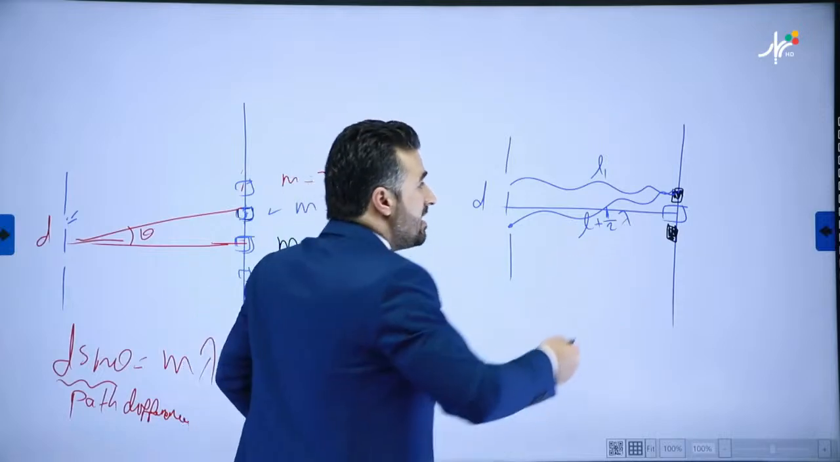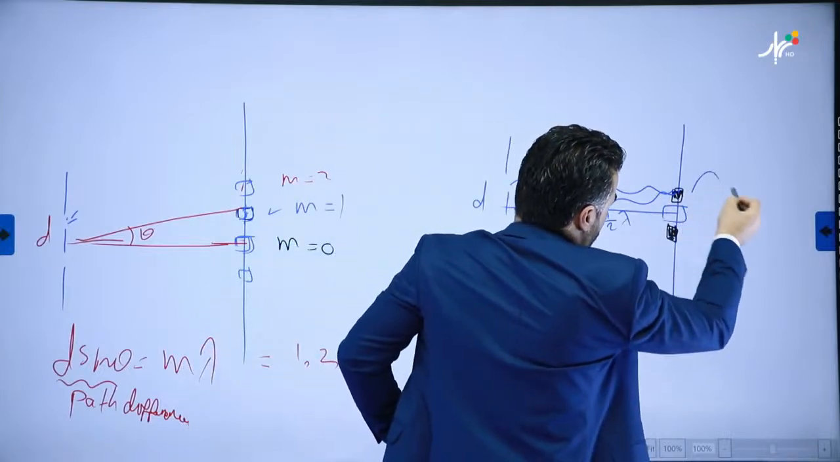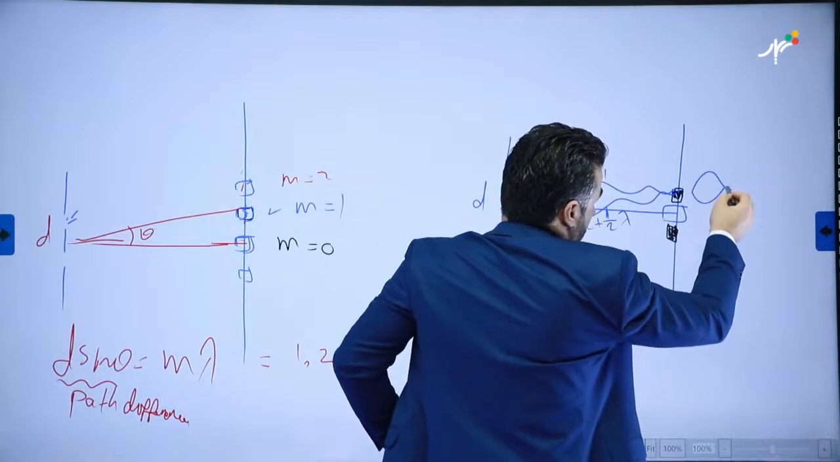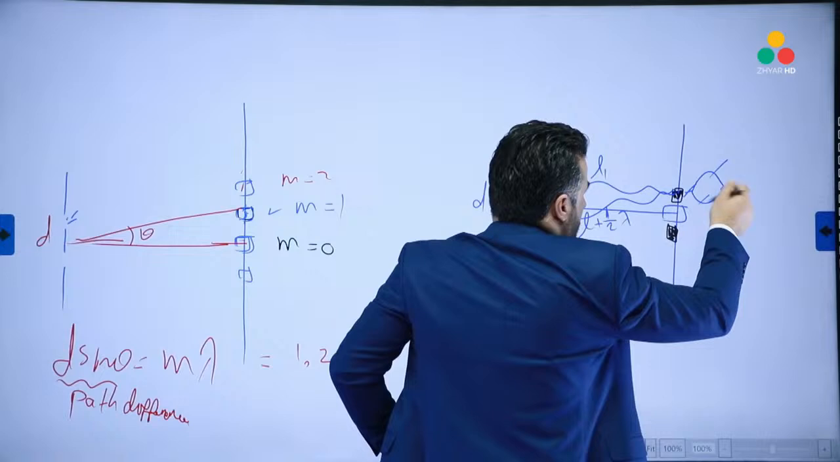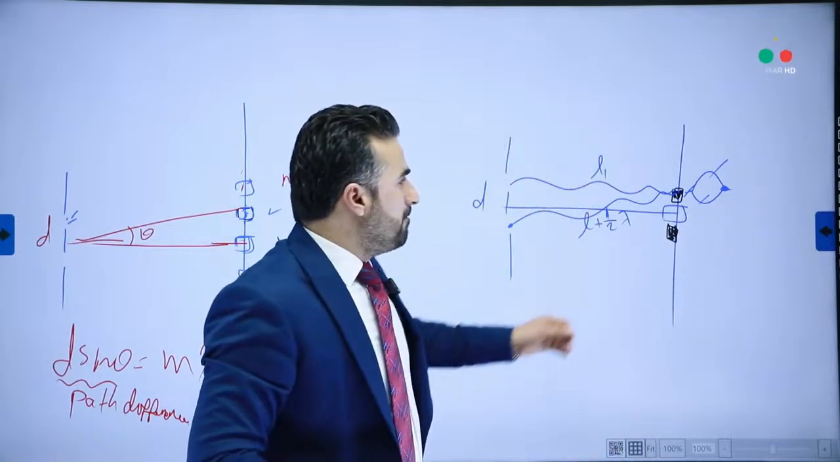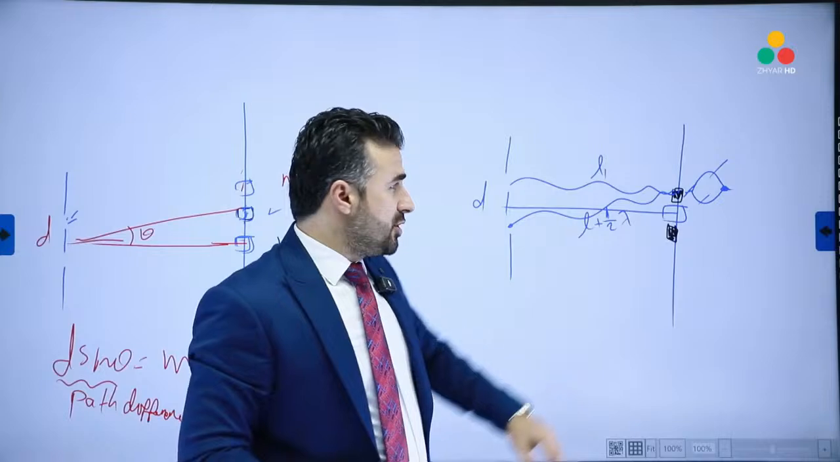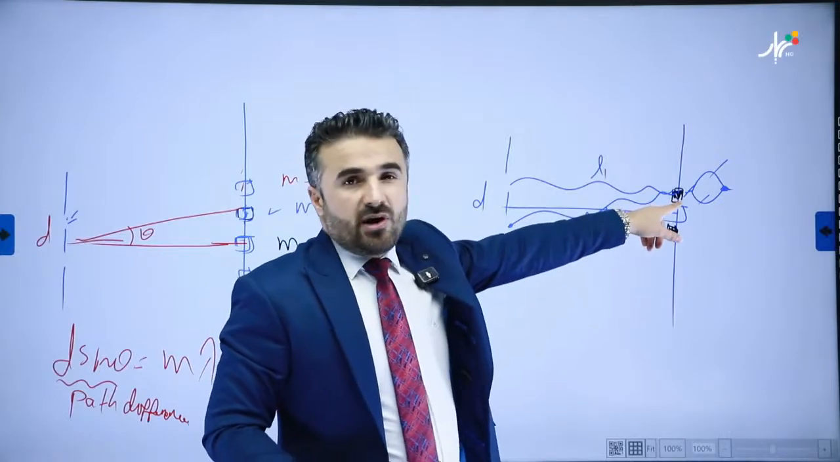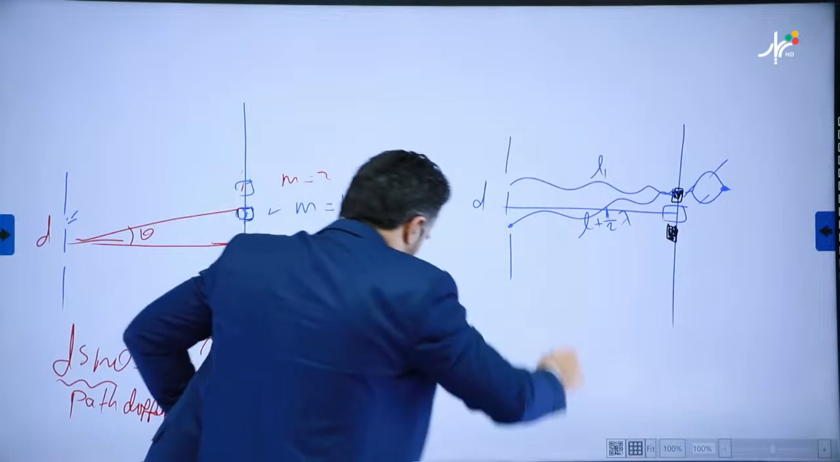If that is the case, then these two waves, when they arrive at this point, one of them is going to be like this, the other one is going to be like this. Of course, they will cancel one another out, or they will interfere destructively. And if they interfere destructively, there is no bright spot, there is going to be a dark spot here. So we can use an equation for this.